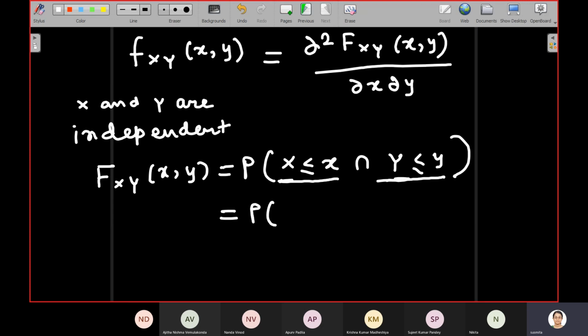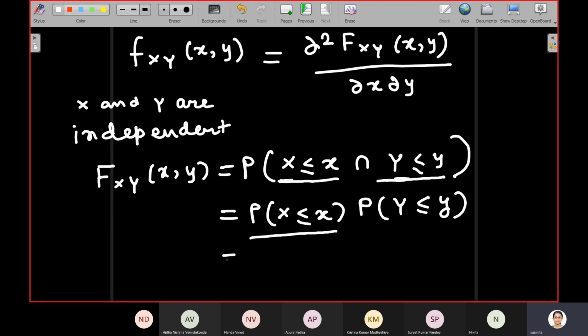And we know that for two independent events, the joint probability is the product of individual probabilities. So we have this one. Right? And we know that this is the CDF of x, you can write F_X, and the second term is the CDF of y. So for two independent random variables, joint CDF is the product of individual CDFs.